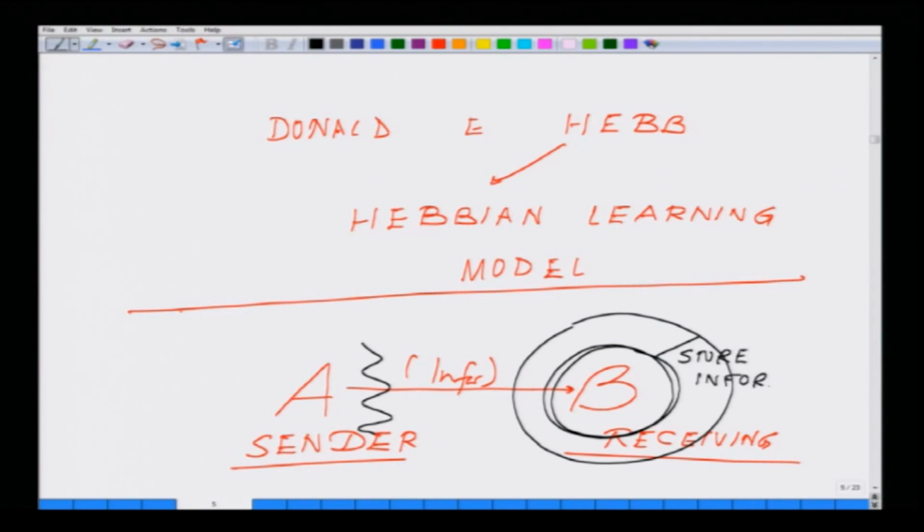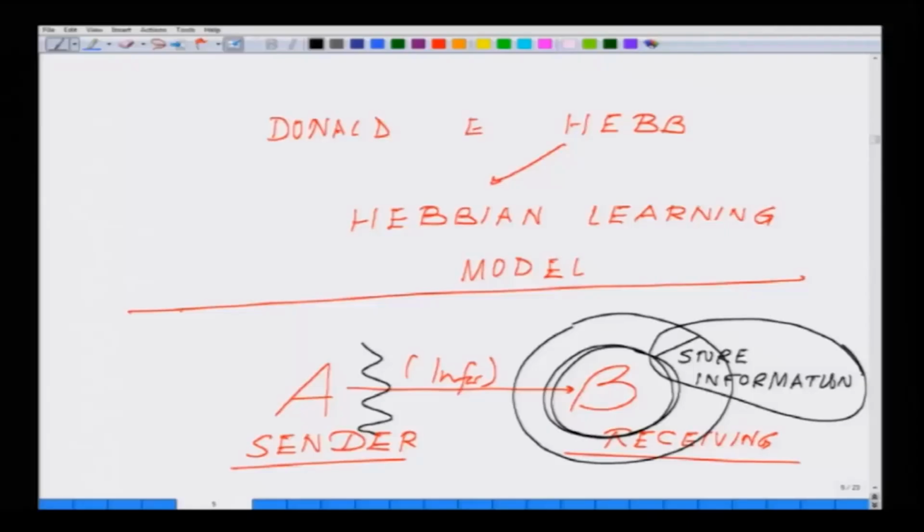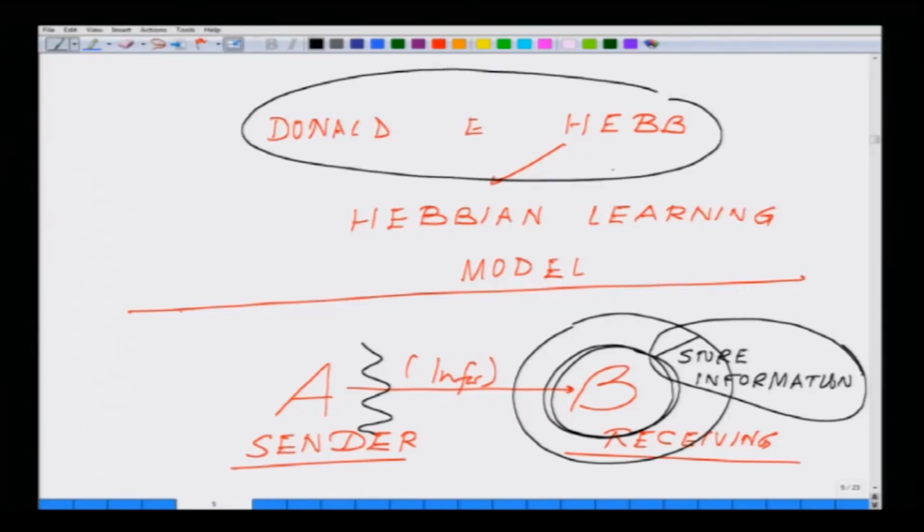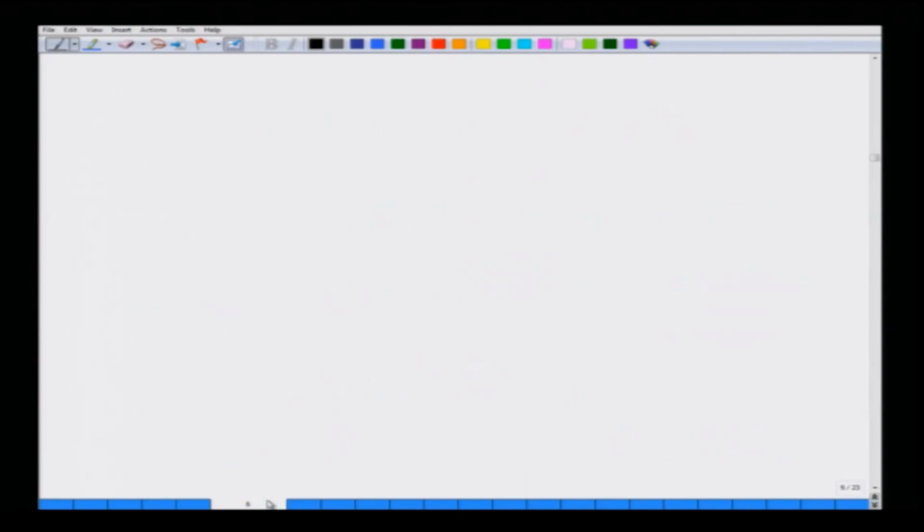But this model of learning, and this is where the permanent changes take place in the network, and the network properties lead to the acquisition of information at this stage. But this Hebbian learning, or Donald E. Hebb's learning model, was not proved in biology till the 1970s, or halfway through the 1960s, but in between something else happened.